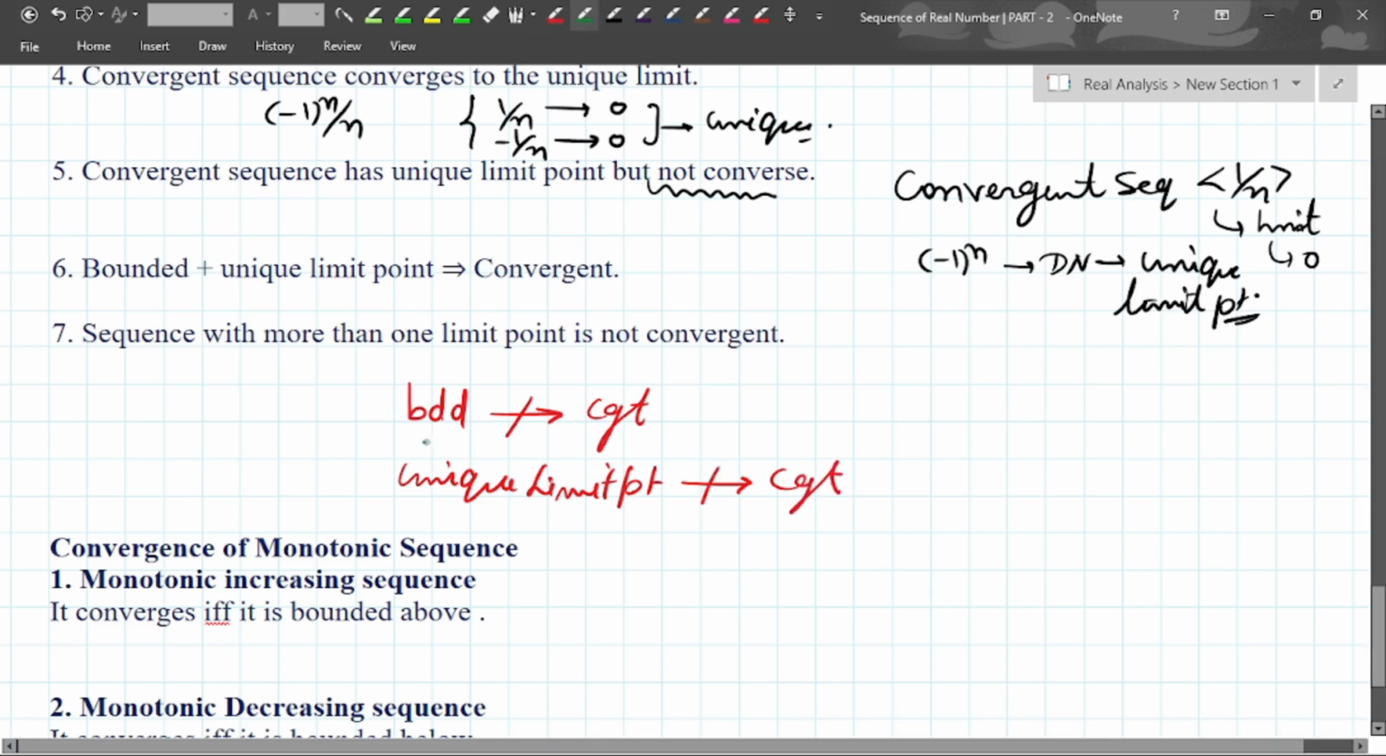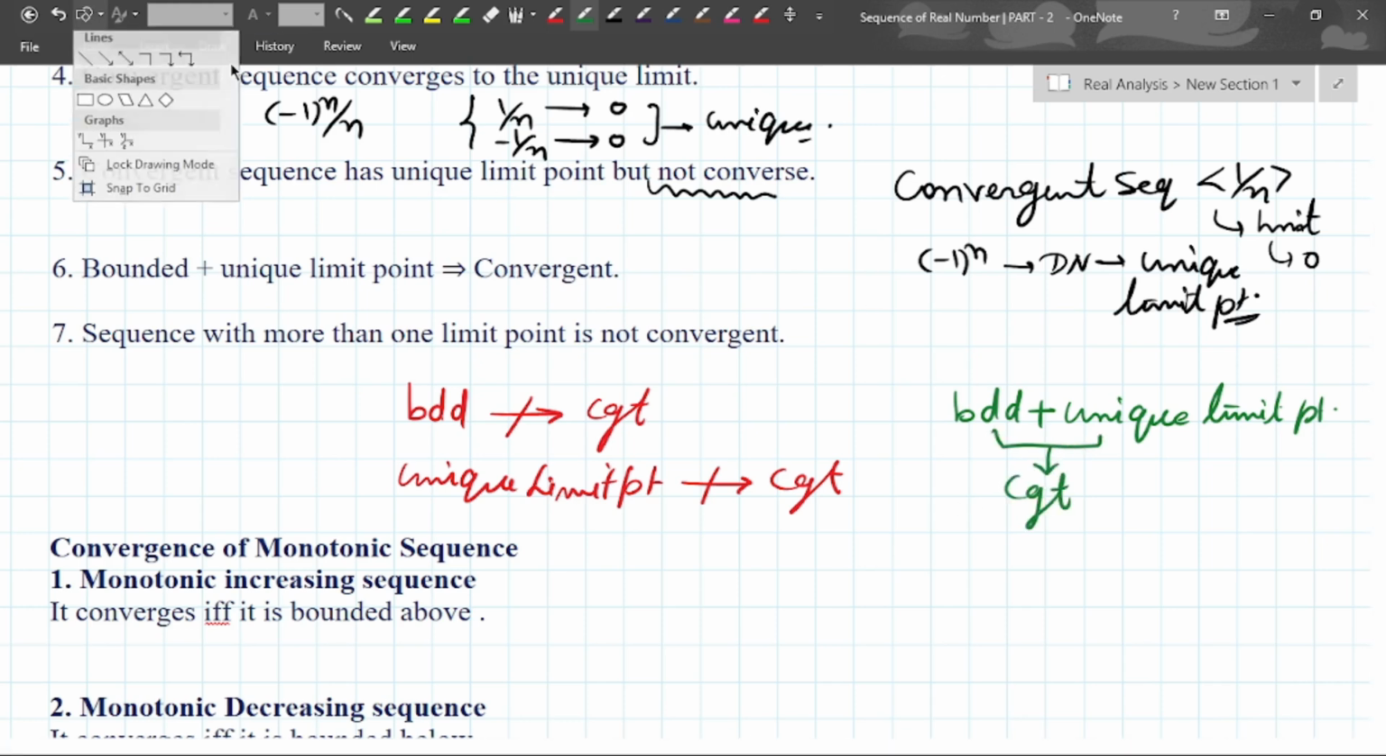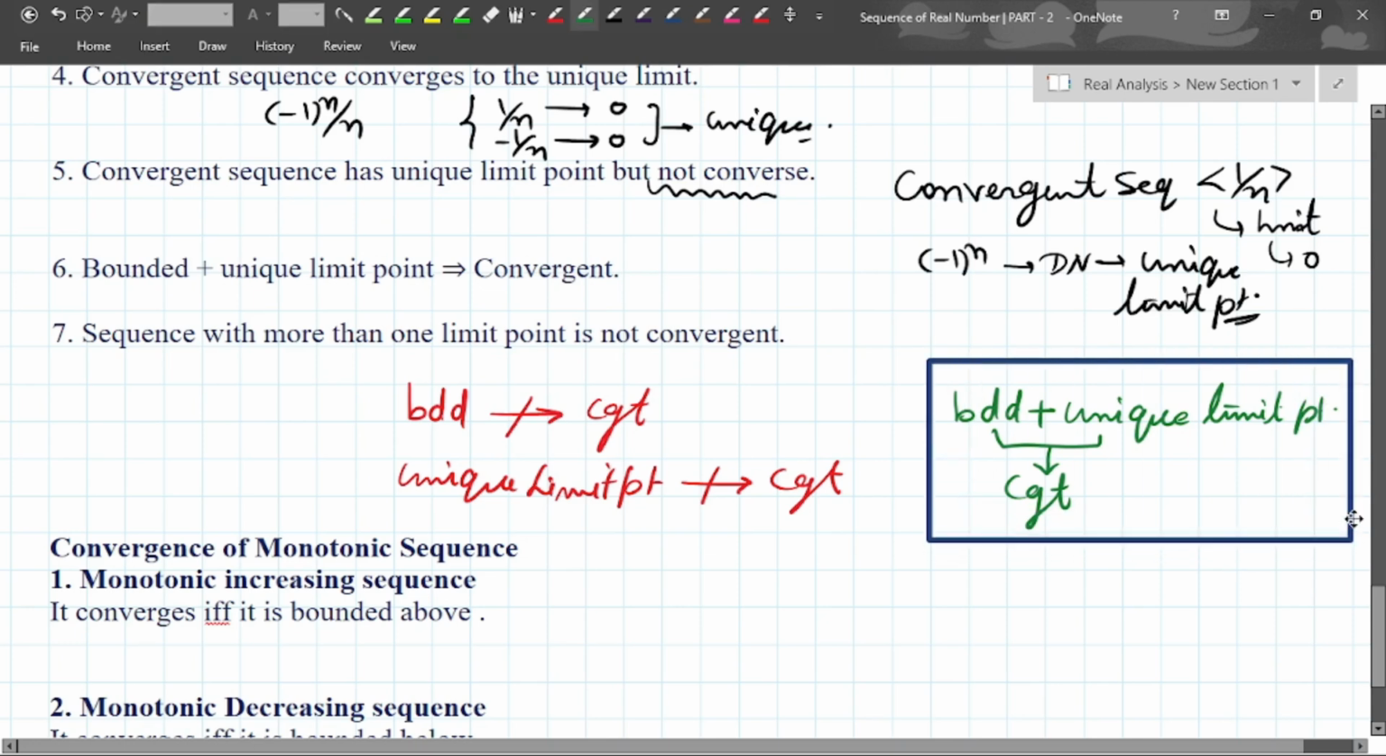If both get together, meaning my sequence is bounded as well as has a unique limit point, then only we can say it is convergent. This is again a very important point. Bounded alone, we can't say it is convergent. A unique limit point alone, we can't say it is convergent. But if both come together, bounded plus unique limit point, then we say it is convergent.